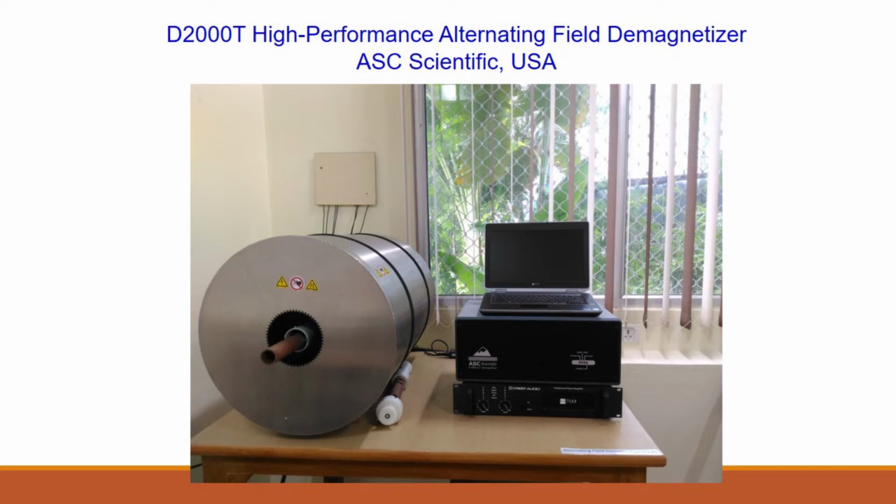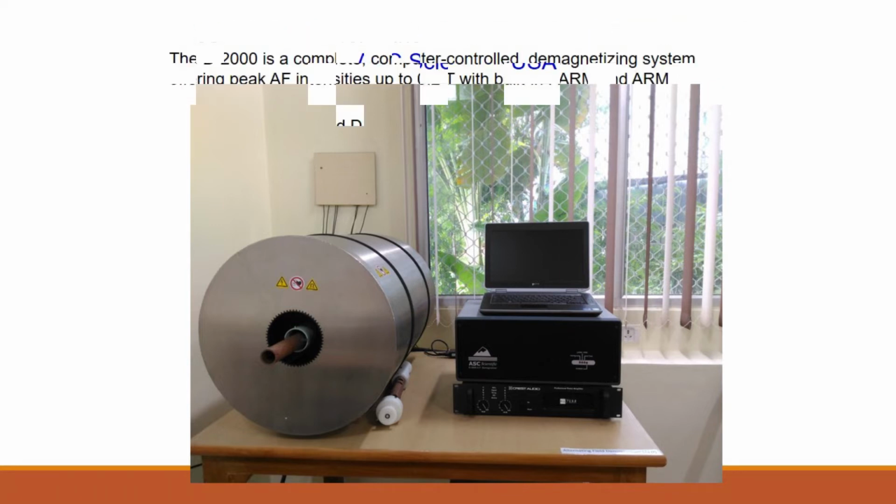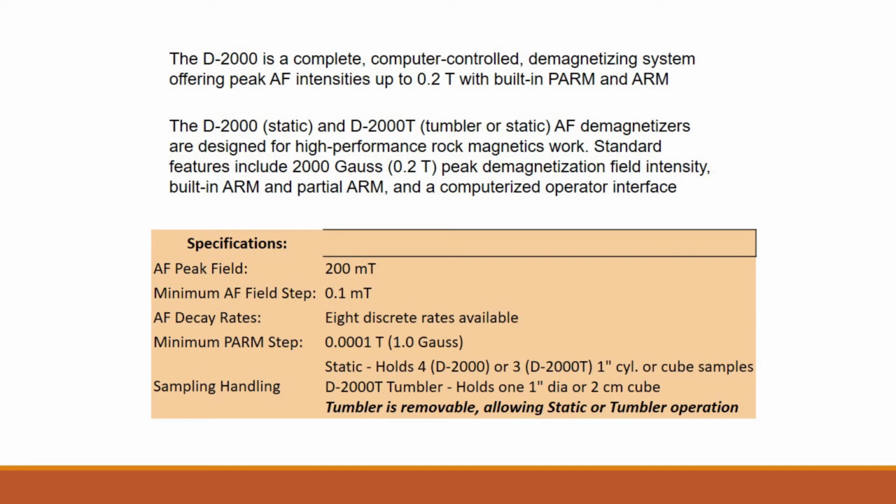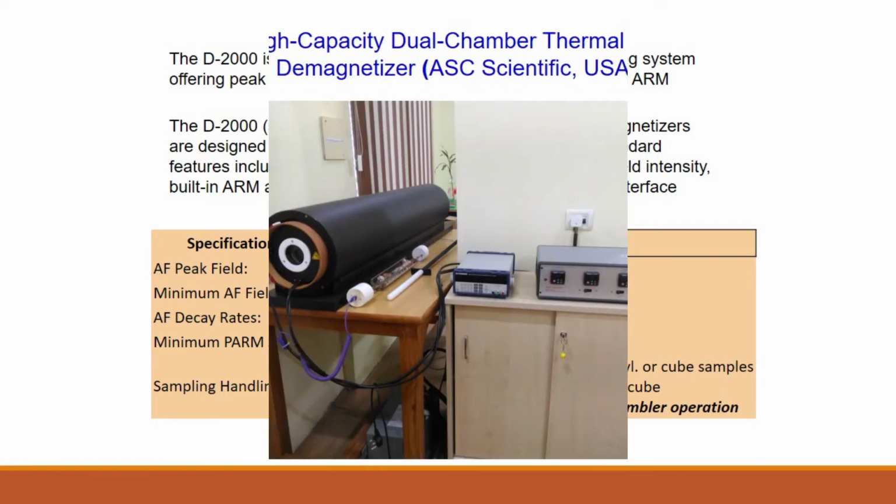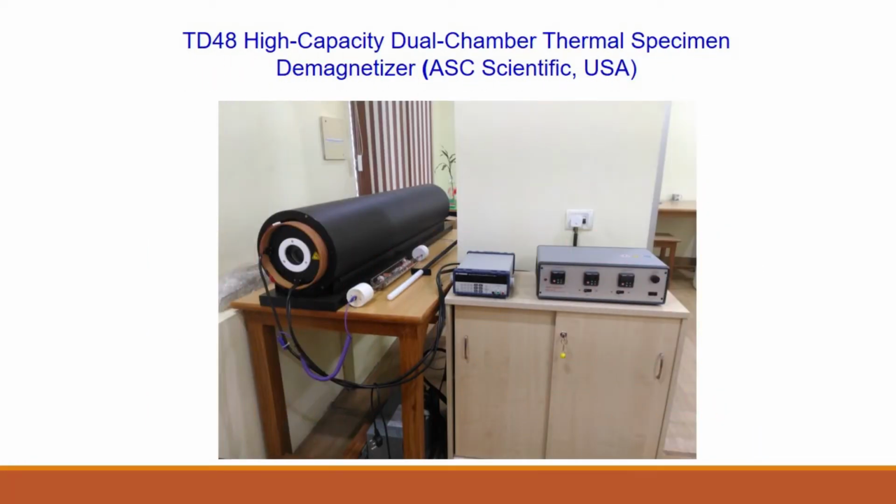The instrument we use for carrying out AF demagnetization is the D2000 AF demagnetizer, which is a computer controlled demagnetization system offering peak AF intensity up to 0.2 Tesla with built-in PARM and ARM. The instrument supports static as well as tumbling demagnetizing techniques. For thermal demagnetization, we use a TD48 high capacity dual chamber thermal specimen demagnetizer. We demagnetize the samples in this chamber.